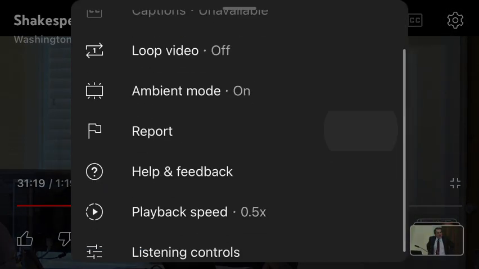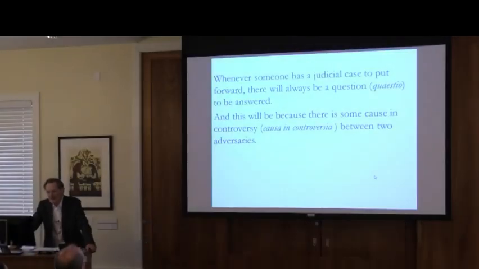Now, let me just remind you where I started. Whenever someone has a judicial case to put forward, there'll always be a question to be answered, and that's because there's a cause in controversy between two adversaries. Now, during the trial scene, all parties reveal a very precise knowledge of this legal vocabulary.